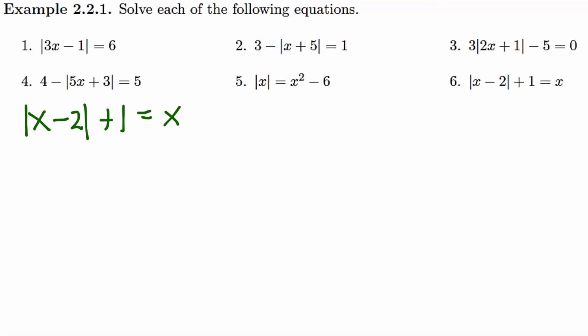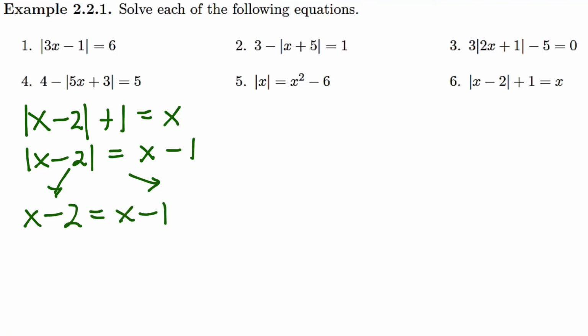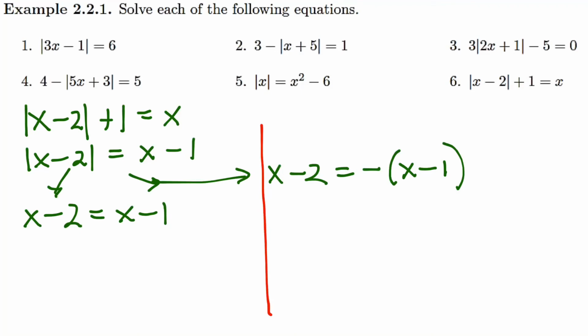Okay, so let's see what happens with number 6. So I've got to isolate the bars first, so x minus 2 is equal to x, subtract the 1 over to the other side. All right, now I'm ready to set up my 2 equations. So I've got x minus 2 is equal to the positive version, so that means nothing changes on the right. And then I've got x minus 2 is equal to negate everything on the right, negate the whole thing. So I put those parentheses in there. All right, so let's do them separately here.